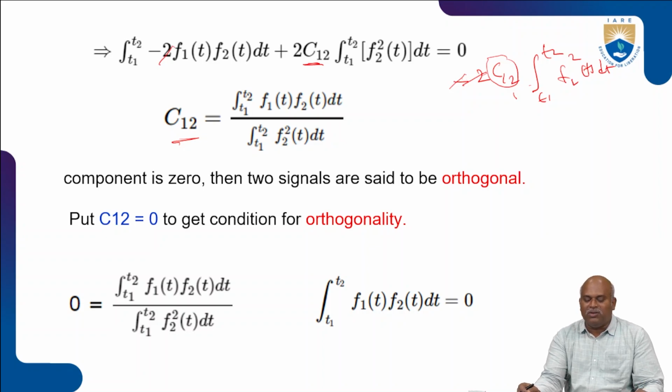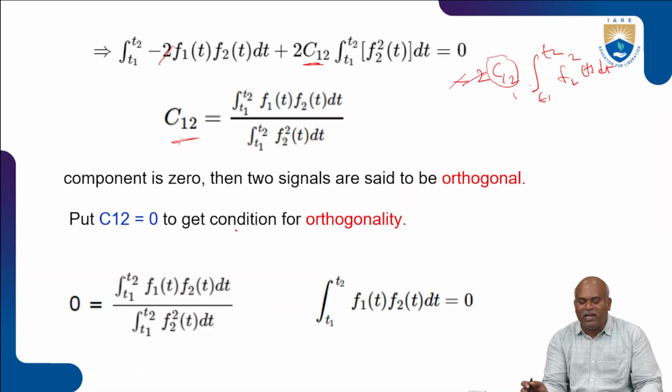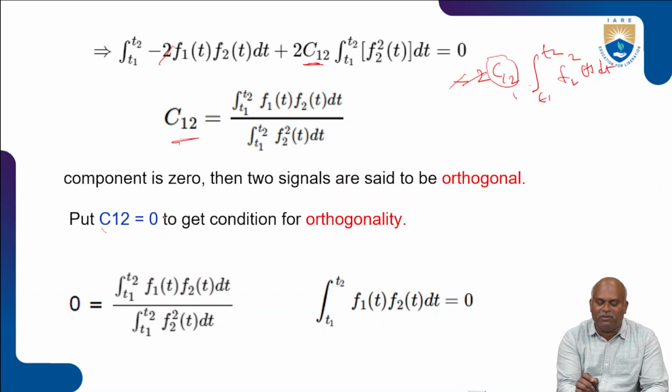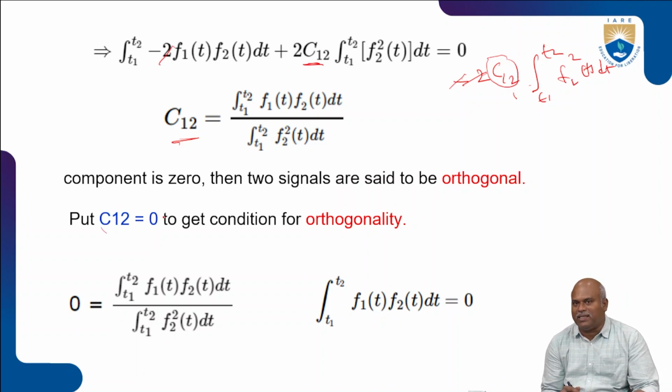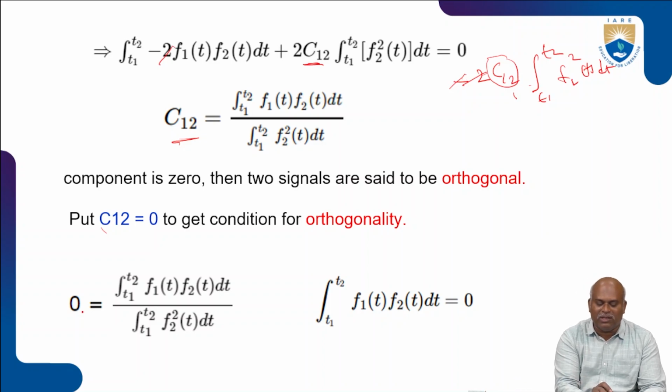If the component is 0, then the two signals are said to be orthogonal. Now, we may put C12 equal to 0 to get the condition of orthogonality. Now, this is a minimization for C12. Then only is it possible for the two vectors to be represented as orthogonal. Then I represent it as C12 is equal to 0.